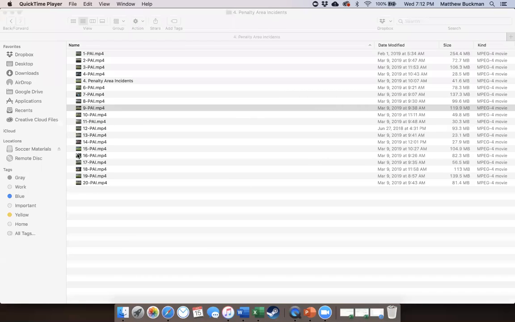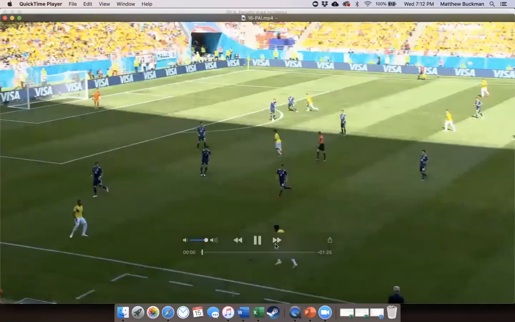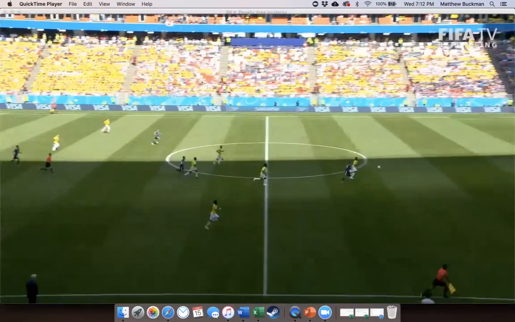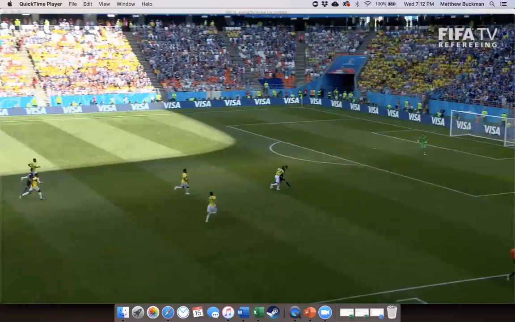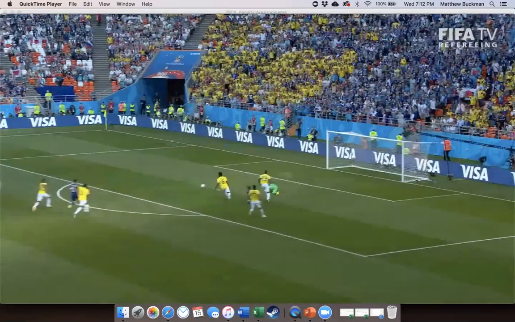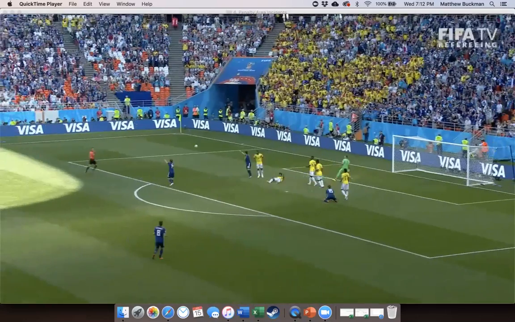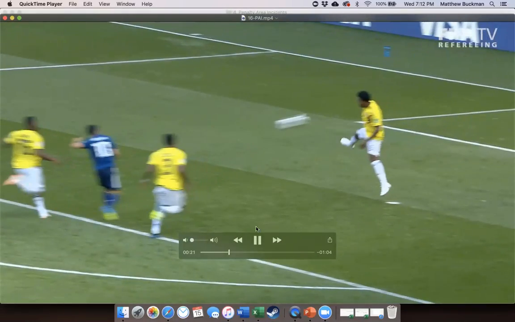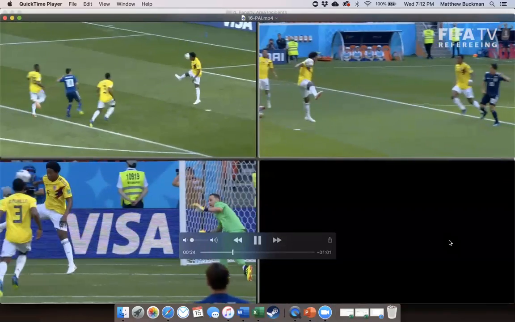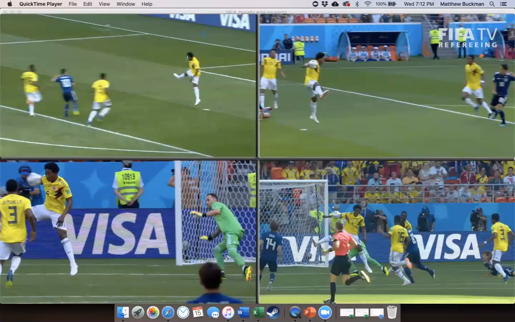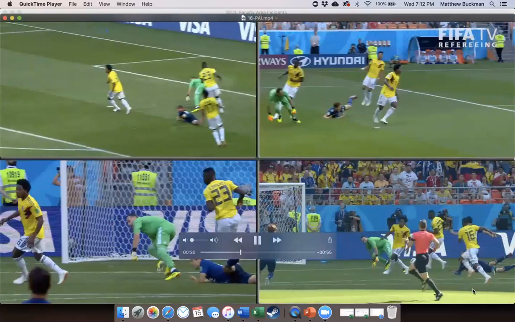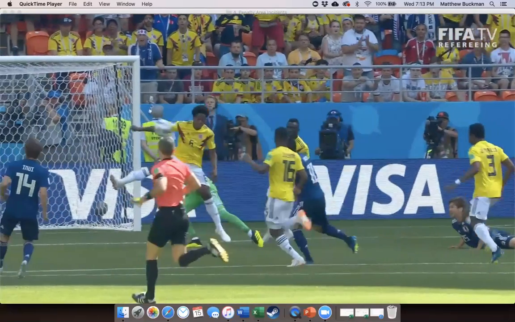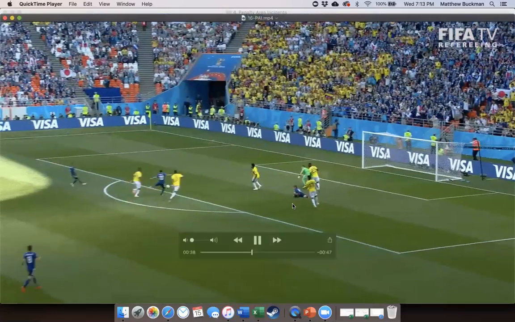And then the last one of my personal favorites. And we'll get a good replay. So you can see here down in the bottom right-hand screen, player jumps out, knocks the ball down with the arm. So a good handball example.